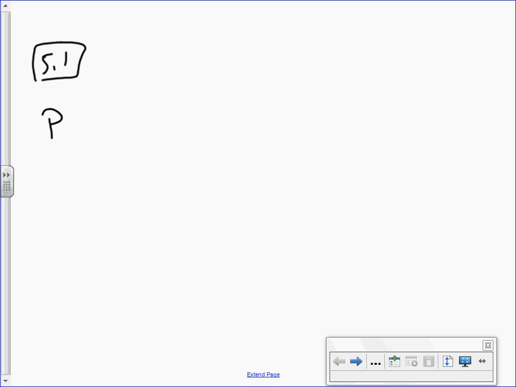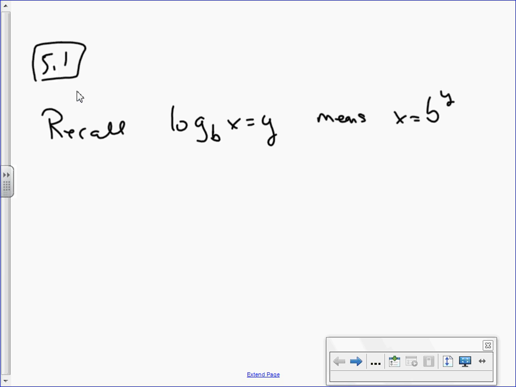Okay, so first recall that when you have log base b of x equals y, this is a function that you work with in pre-calculus. That means the same thing as x equals b to the y, being able to switch back and forth between log form and exponential form for general logs and general exponential functions. We will primarily be working with the natural log, which is log base e.